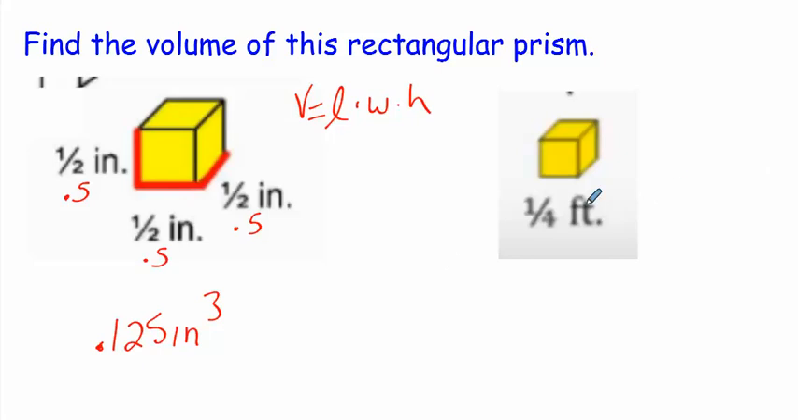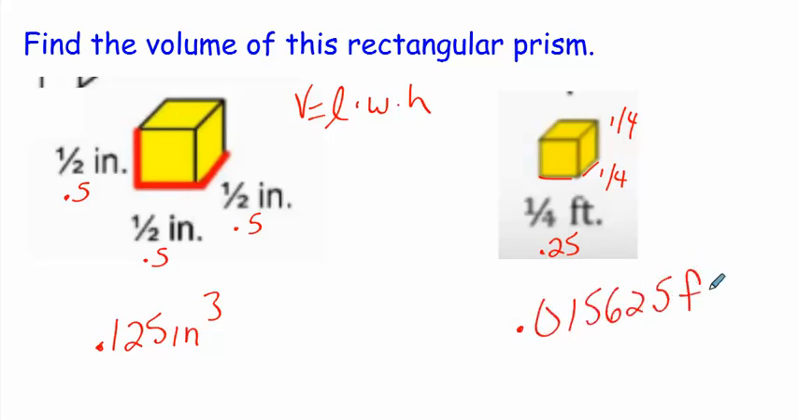Okay, same thing for a fourth. If you look at this, you know this is a cube here. They're only giving you one dimension because it's a cube, so that means everything is a fourth. A fourth times a fourth times a fourth. Again, I'm going to turn it into a decimal because it's easier. That's just 0.25 times 0.25 times 0.25. I'm going to grab my calculator, and it comes out to be a really small number, 0.015625 feet cubed, okay? Not a big deal, you're just working with decimals.